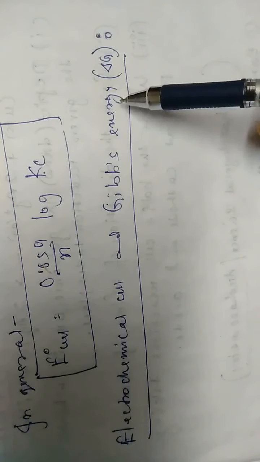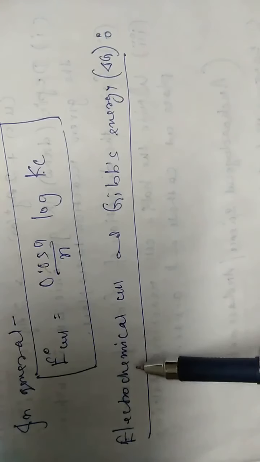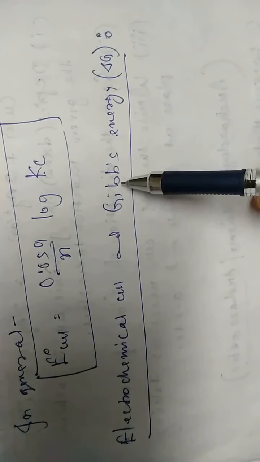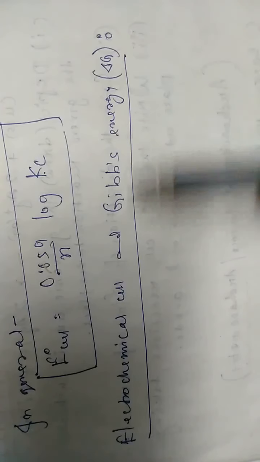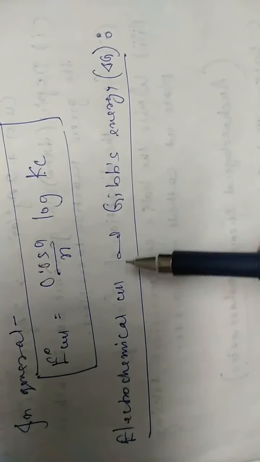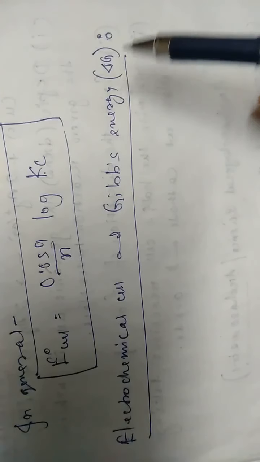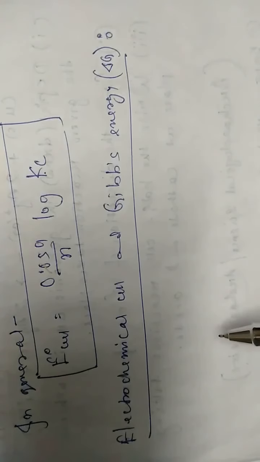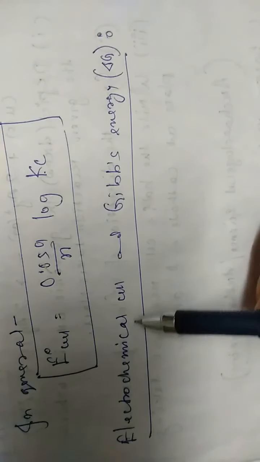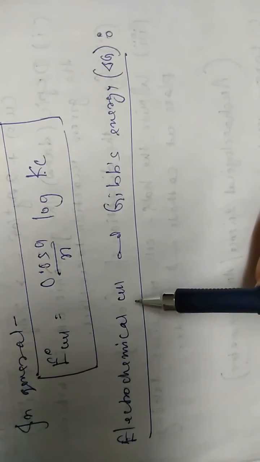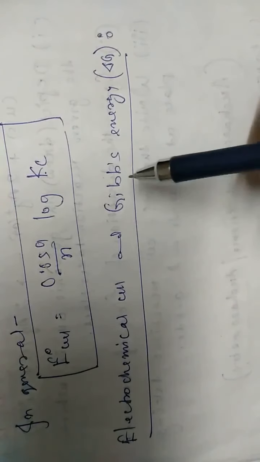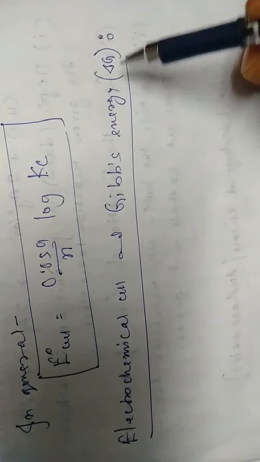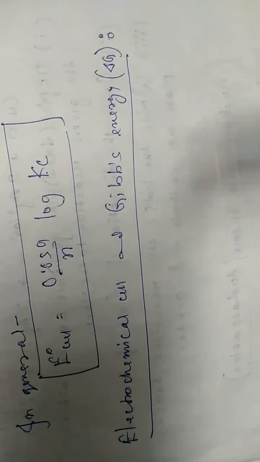galvanic cells. When an electrochemical cell converts Gibbs energy into electrical energy, during the conversion the electrochemical cell or galvanic cell does a definite amount of work. That work done is known as electrical work. That means by doing electrical work, the electrochemical cell converts Gibbs energy into electrical energy or electricity.